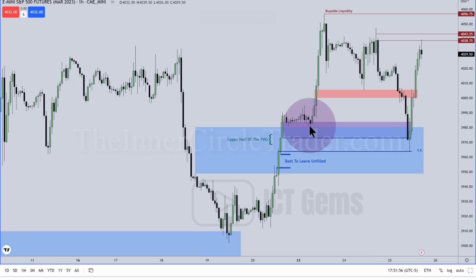Sell side liquidity. And we had a small little imbalance that's purple, it's hard to see it, I know. Then we have this one here, and then we have this one down here. It's better to leave this one open. Why? This is the part where you write down in your notebook.